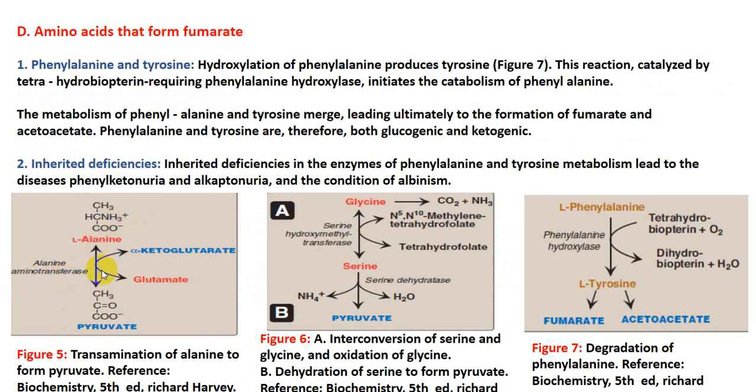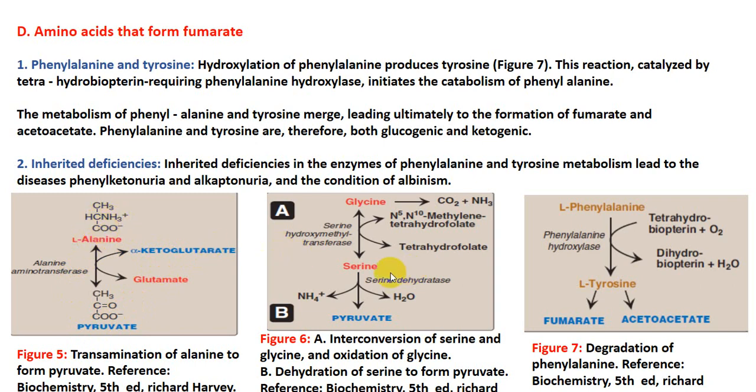This is a reversible transamination reaction, and alpha-ketoglutarate acts as the ammonia group acceptor to form glutamate and give pyruvate. Alanine is a glucogenic and non-essential amino acid.